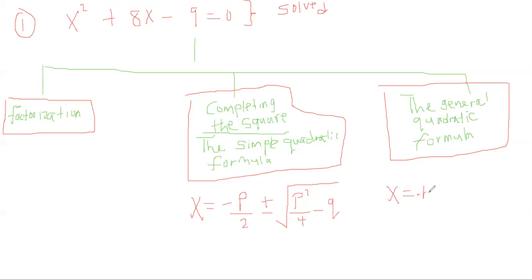x equals to minus b plus or minus the square root of b squared minus 4ac, all over 2a. Now we have this already.